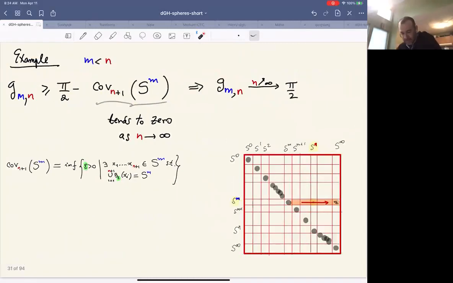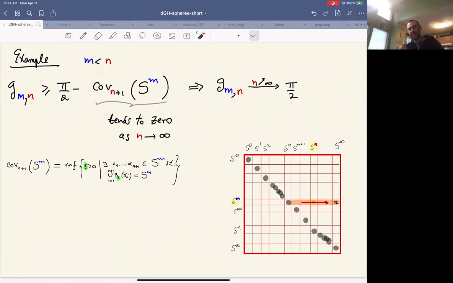And let's see how this lower bound fares when we try to interpret the values that it yields. So we know that G_mn via that lower bound is lower bounded by pi by 2 minus cov_{n+1}(S^m). If you fix m, then as n goes to infinity, this number will go to 0, right?